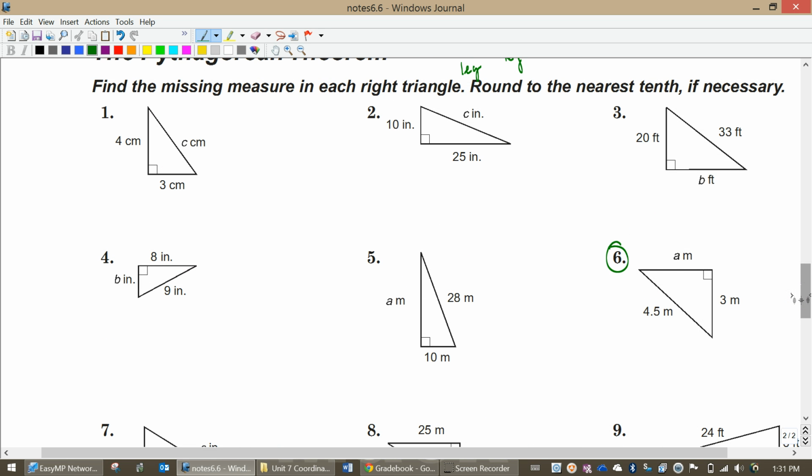What's the distinguishing characteristic that makes it necessary to round in number 6? 4.5. There's a number in there that starts as a decimal that requires us to round. None of the other ones start as decimals, so none of the other answers should end as decimals. Make sense? You can have fractions. In these cases, you won't. So, numeral 1.